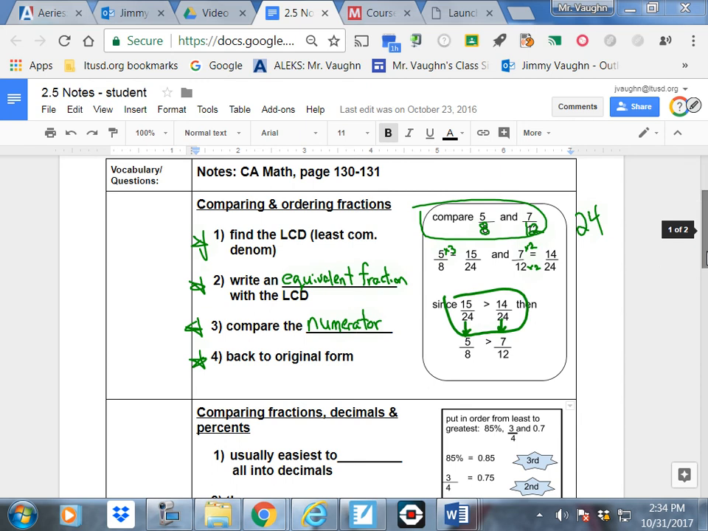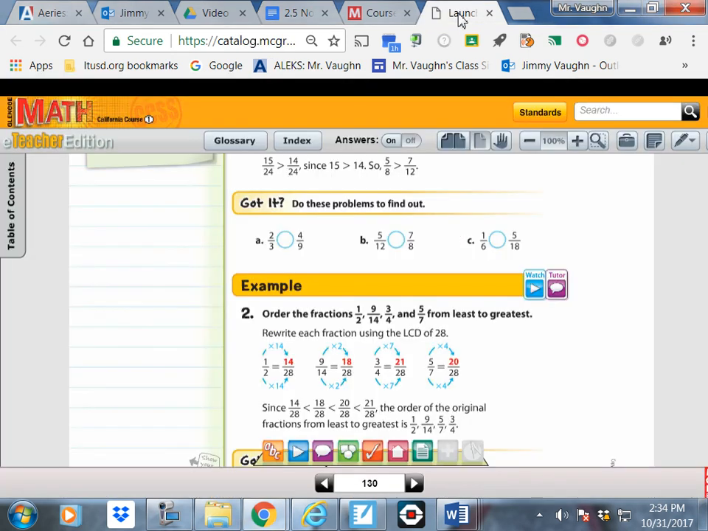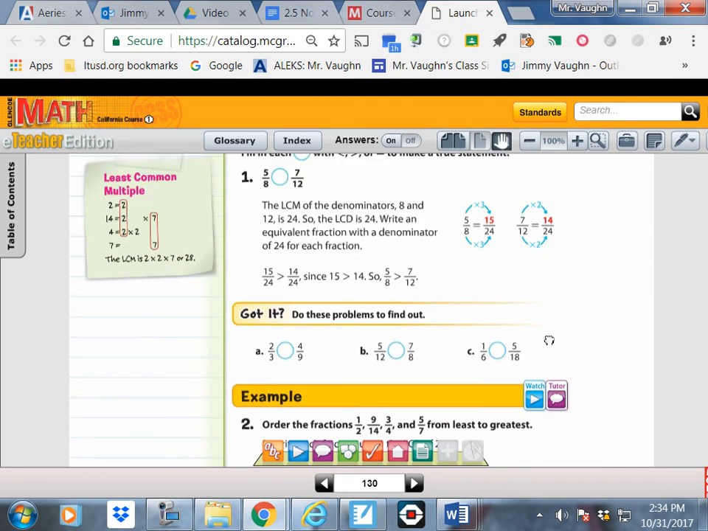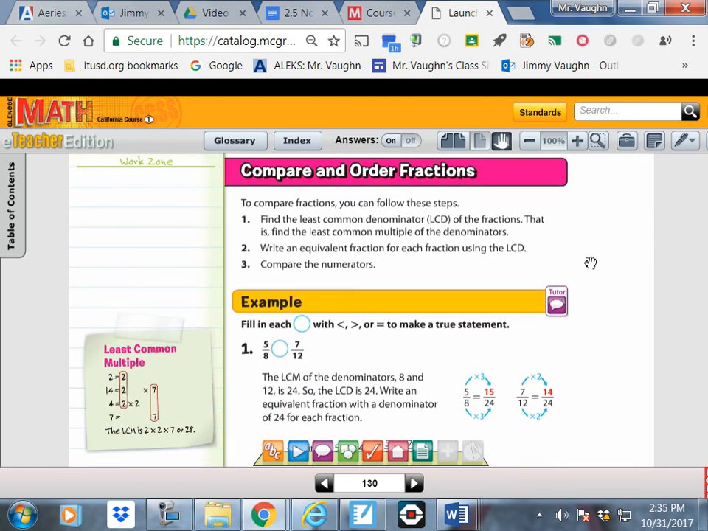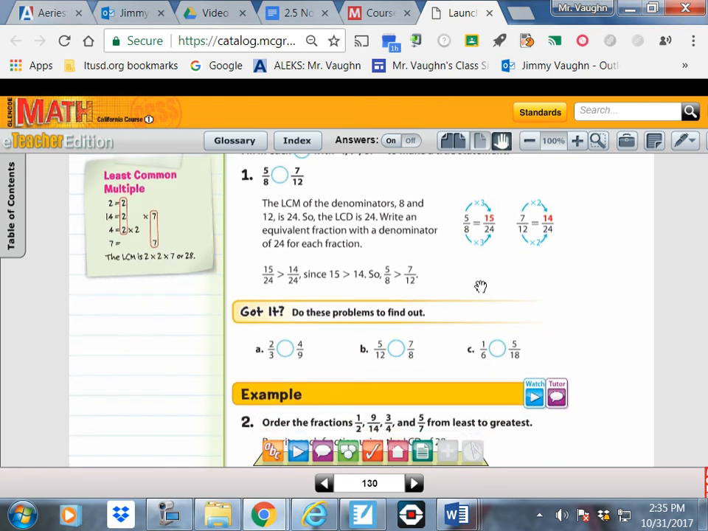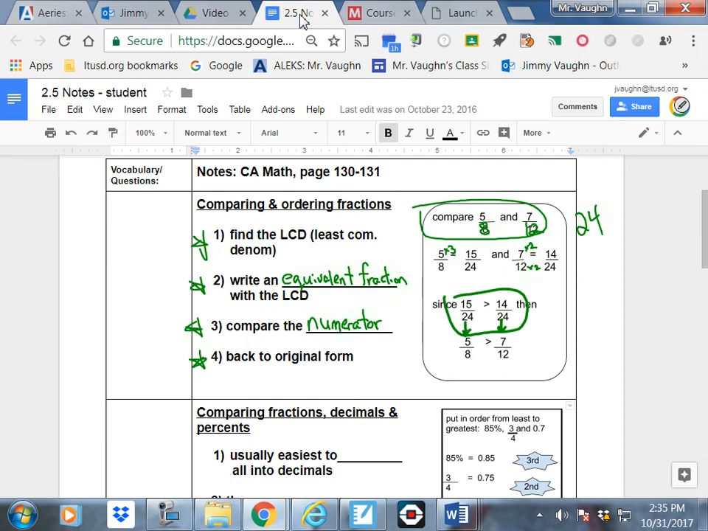All right, those same directions, very similar directions, are here in your workbook. So you can find those, and then you can find examples down below with the steps written out. So it walks you through it all right there. So don't be afraid to look at that. So that's with two fractions.